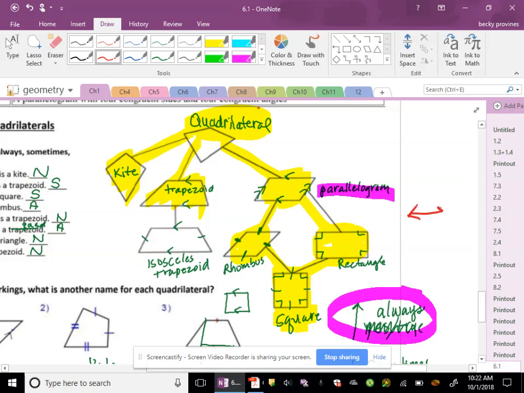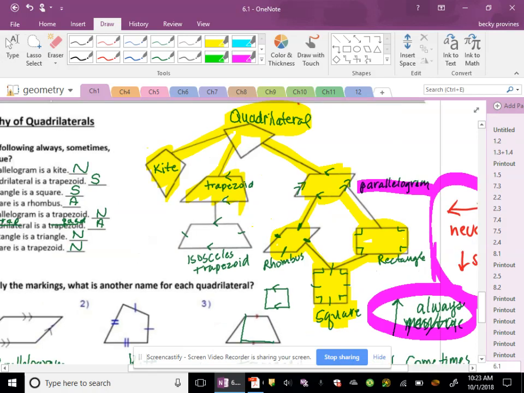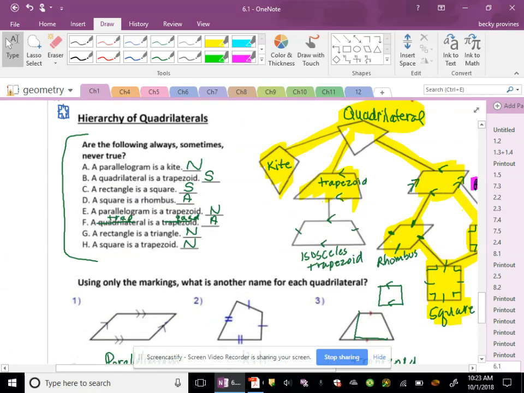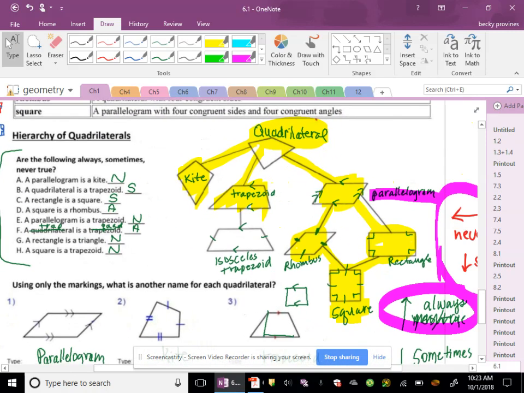The way it works is side to side is never. So a parallelogram is never a trapezoid or never a kite. And if you're going down the tree, it is sometimes. So I would definitely jot this down. It's going to help you tremendously. Now, the answers are here, but we're using the chart.